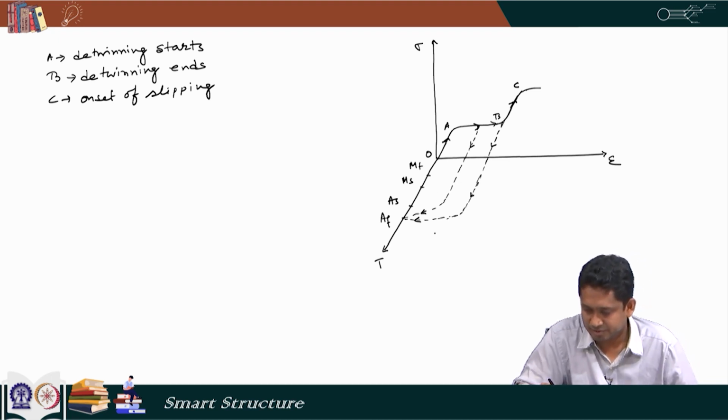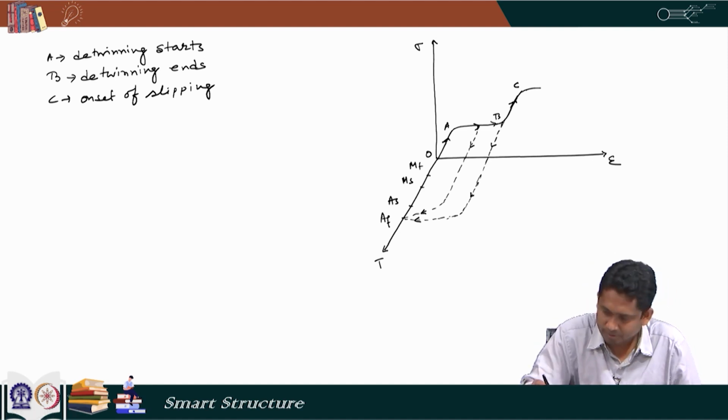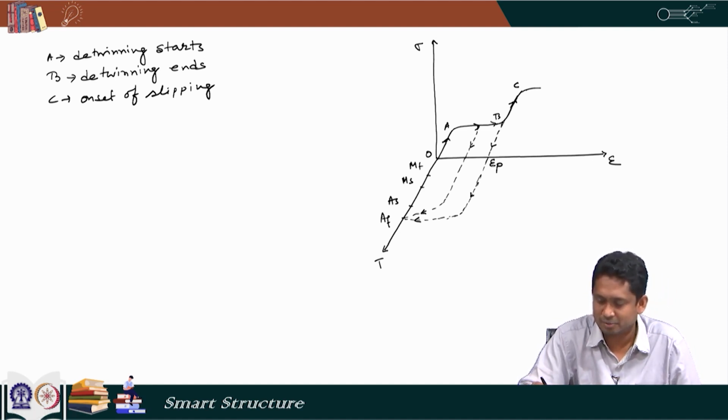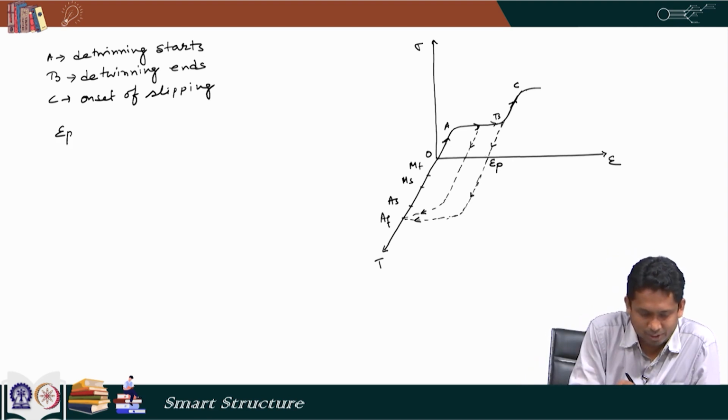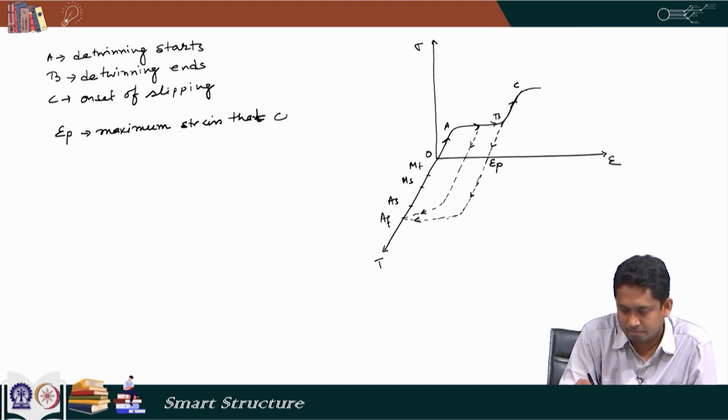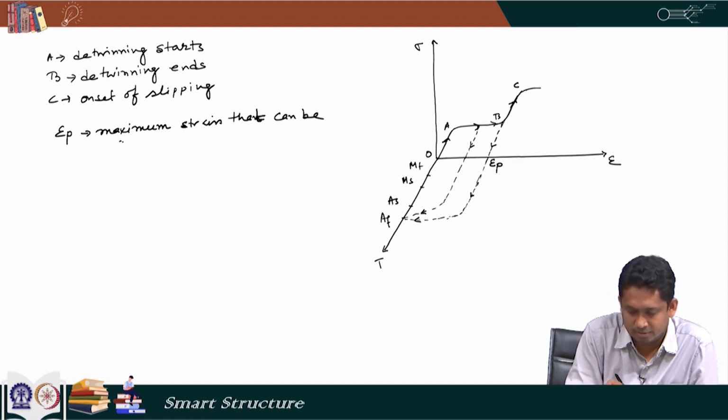Now, this amount of strain, let us call it epsilon p. So, epsilon p is the maximum strain that can be recovered.